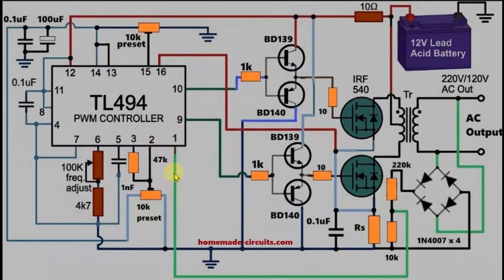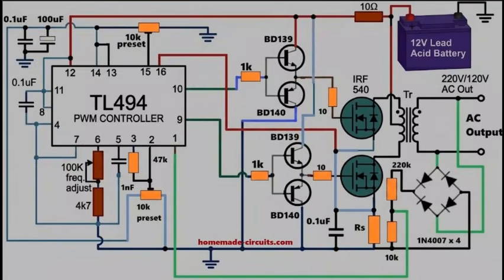Pin number 12 of the TL494 receives the positive 12V supply from the battery. Pin number 7 is connected to ground. These two pins power the IC internally. Near the supply pins we can also see a 0.1 microfarad capacitor and a 100 microfarad capacitor. These are decoupling capacitors. The 0.1 microfarad capacitor removes high-frequency switching noise, while the 100 microfarad capacitor smooths low-frequency ripple and stabilizes the supply voltage.